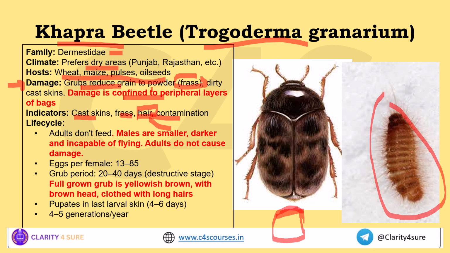Talking about the life cycle of these pests, the adults do not feed. Males are generally smaller, darker, and capable of flying. The adults do not cause major damage, and there is no need to memorize the egg or grub period here. But you can see that the full grown grub is generally yellowish to brown with a brown head and clothed with long hairs, as you can see in the picture. These beetles complete up to 7 to 8 generations per year and can cause 100% damage in just 5 to 6 months. So there is also a need to check the bags of grain very often.